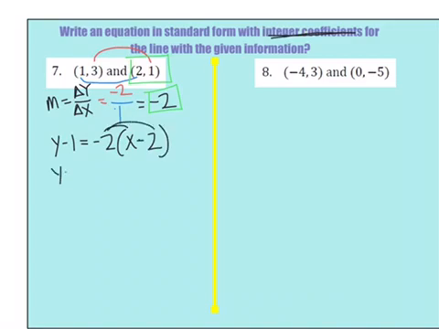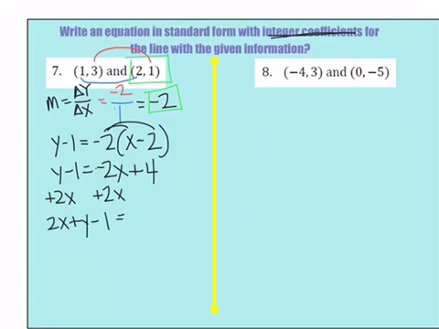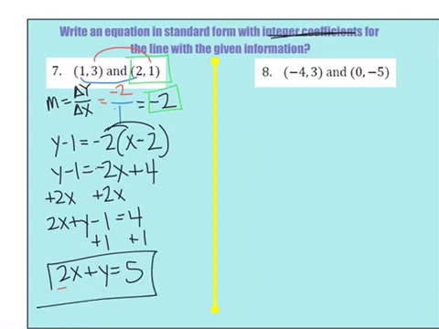Distribute first. Move your x's over. I get 2x plus y minus 1 equals 4. Get your constant to the other side. 2x plus y equals 5. And then always check my a value is positive. A, B, and C are all integer coefficients, so I am good. This is my standard form.